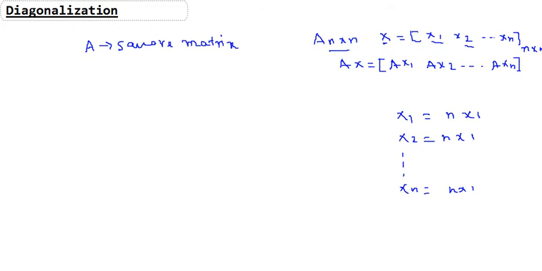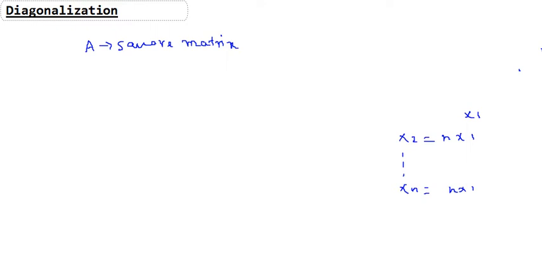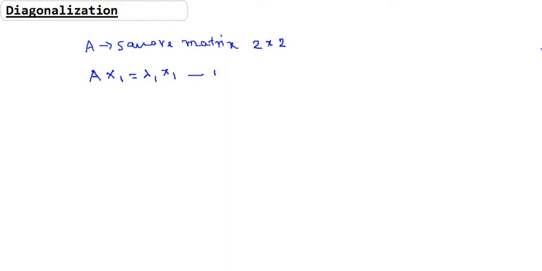Remember this. Suppose A is a square matrix. We are talking about a 2 by 2 matrix, so a 2 by 2 square matrix, and suppose it has two eigenvectors. X1 is an eigenvector with respect to the eigenvalue lambda 1, so this is our equation 1, and it also has another eigenvector x2 with respect to eigenvalue lambda 2. So with respect to the eigenvalue lambda 1, the matrix A has eigenvector x1, and with respect to the eigenvalue lambda 2, the matrix A has the eigenvector x2.